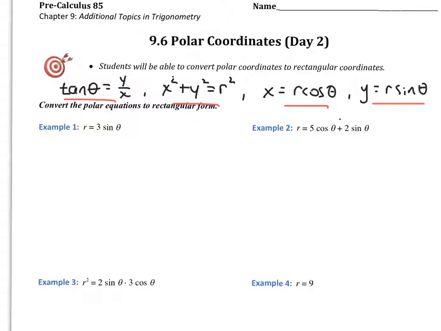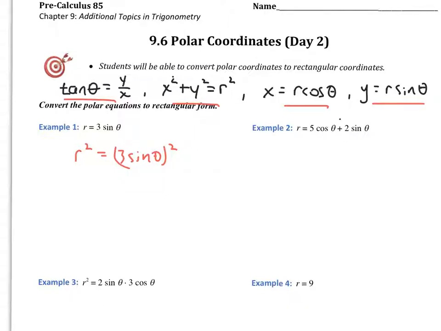So, looking at example number 1, we have r equal to 3 sine theta. We have to change that to x's and y's. Any ideas? What do you want to do? I would square each side to start. Okay, I like what you're thinking. Don't write this down, but if I do that, I would have r squared, and then a 3 sine theta quantity squared. Now, you can change your r squared into x squared plus y squared, so you're good. But would we be able to change our theta into an x or a y?